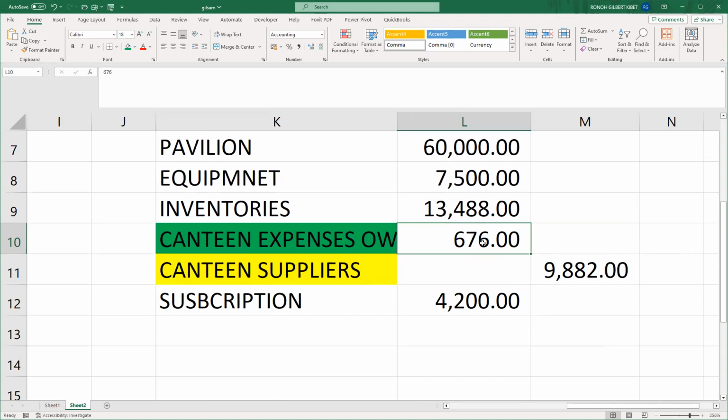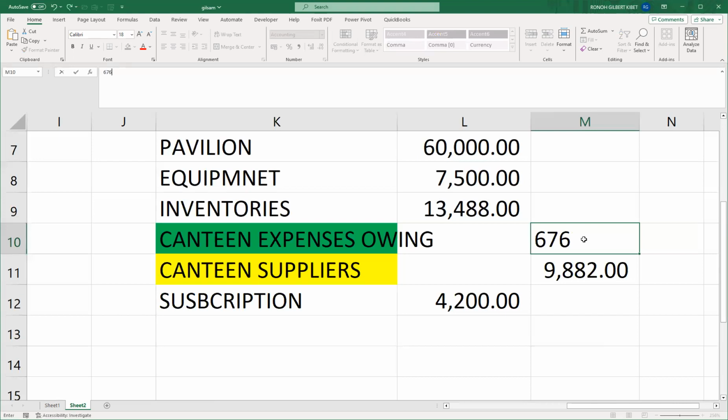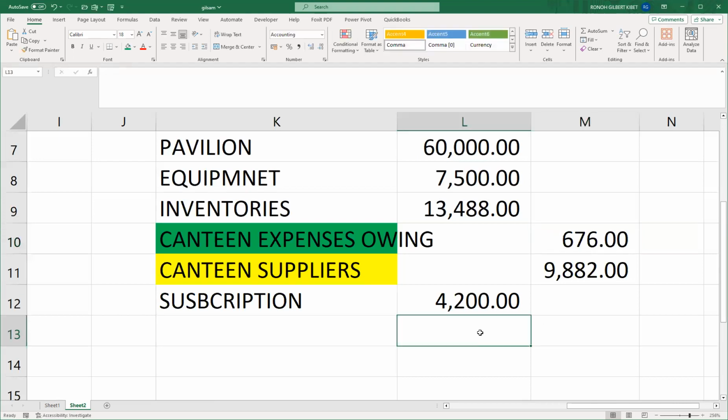So now get the difference between these. But canteen owings are not assets. These are accruals, so it should be on the credit side. So you can sum the one on debit.